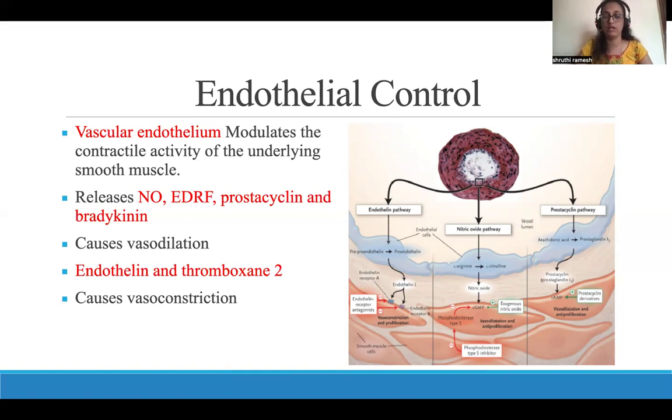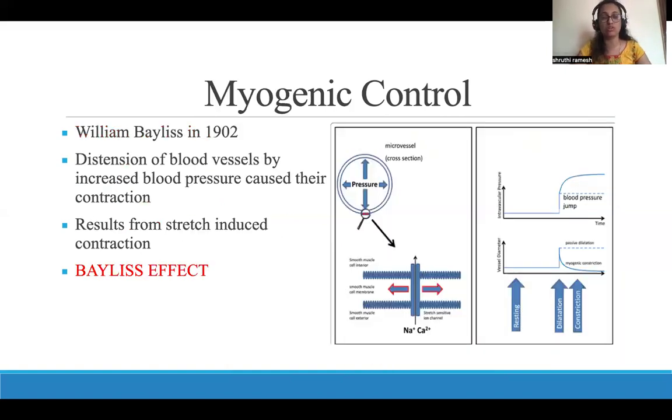Coming to the myogenic control, it's also called the Bayliss effect. It was discovered by Sir William Bayliss in 1902. It shows that whenever there is a distension of blood vessels by an increase in the pressure inside the blood vessels because of increased flow, it causes a reflex vasoconstriction, or myogenic constriction, which is mainly monitored by the stretch receptors present in the vessel walls.